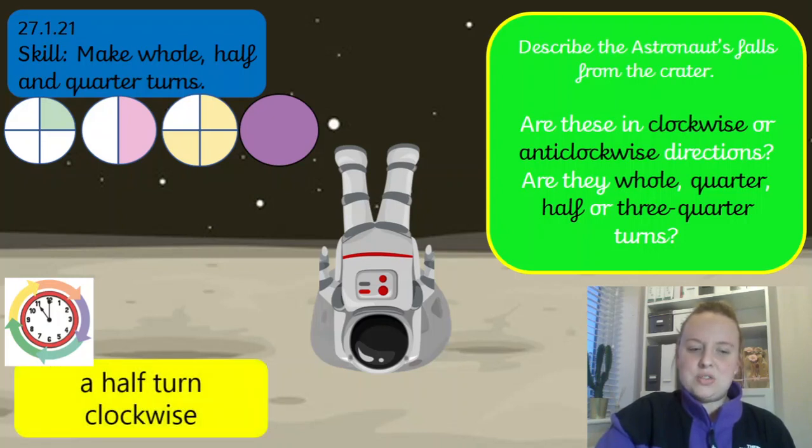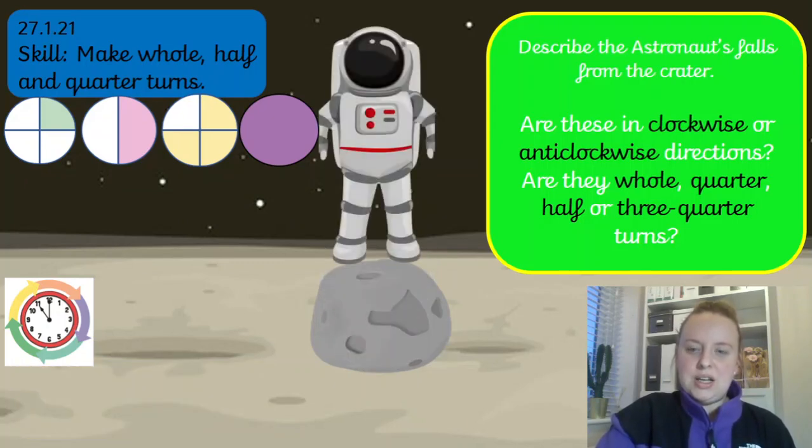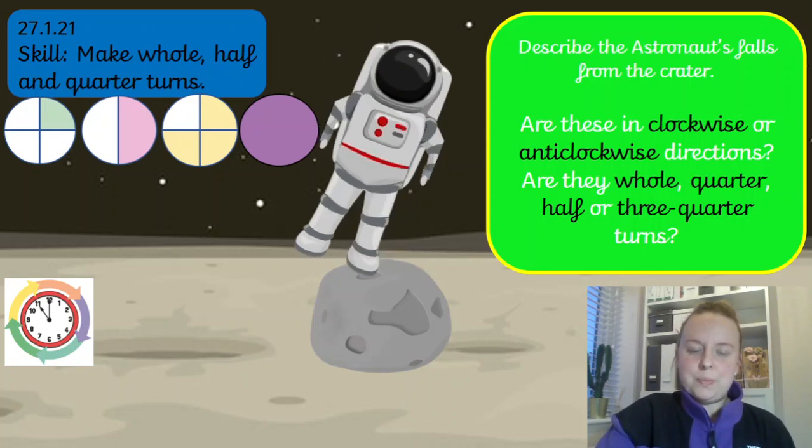So our astronaut has done a half turn clockwise because he fell to the right. He turned to the right, didn't he? And he's ended up upside down. So we can look at these circles at the top to help us. So we would choose this one, wouldn't we? And we know that that is half. So he's done a half turn clockwise. Okay, let's see how he falls now.